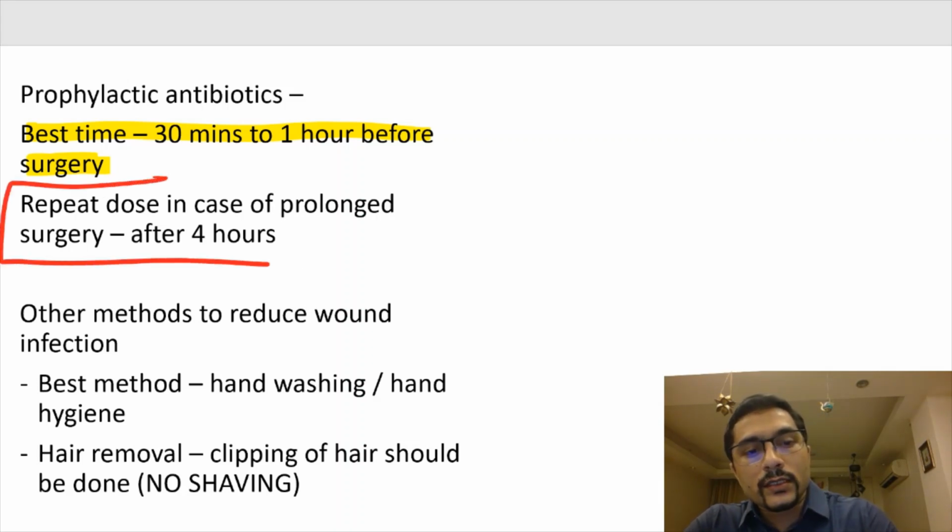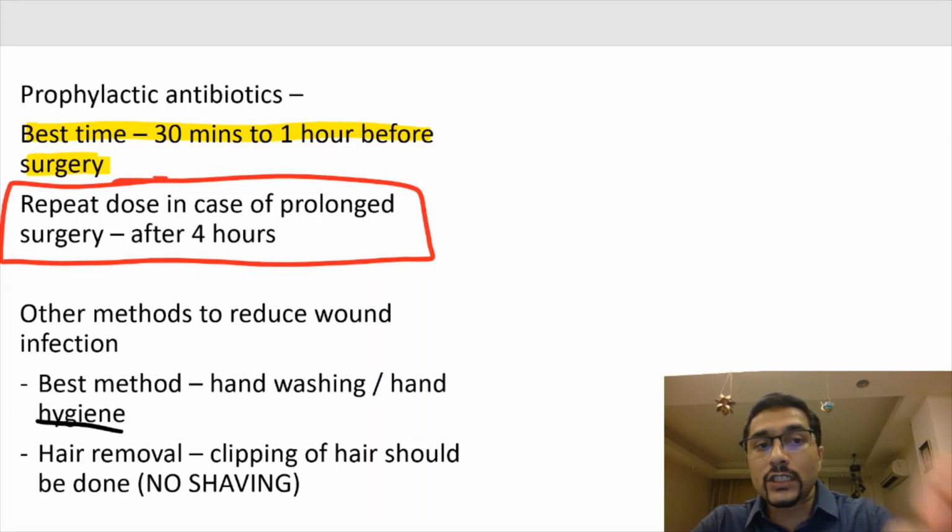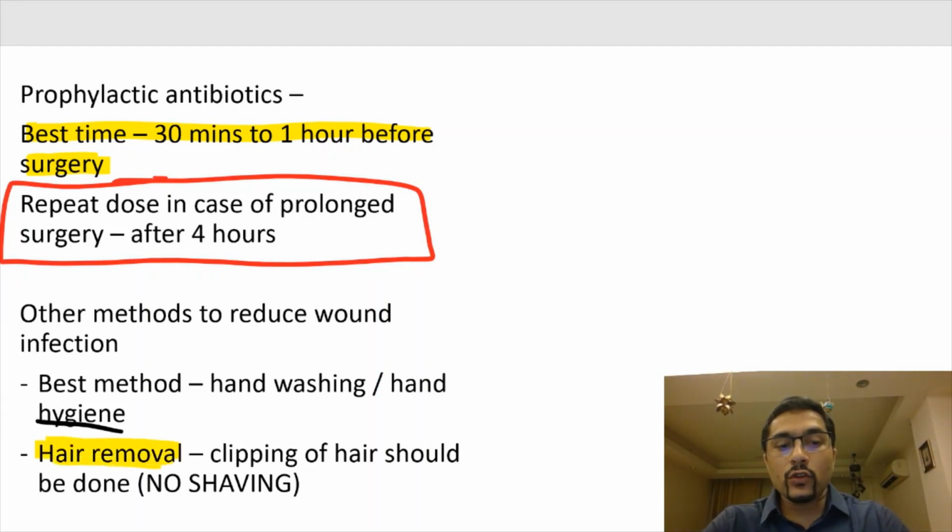The repeat dose in case of prolonged surgery can be given after 4 hours. This has not been asked in the FMG exam as yet, but can be asked in the future. The other methods to reduce wound infections, the best method you know is hand hygiene, is washing of hands. And another question which has been asked in your exam, when you have to remove hair from an operative site, please remember no shaving. Shaving increases the wound infection rate. These days we do clipping of hair using a hair clipper. So no shaving, clipping of hair should be done using a hair clipper.